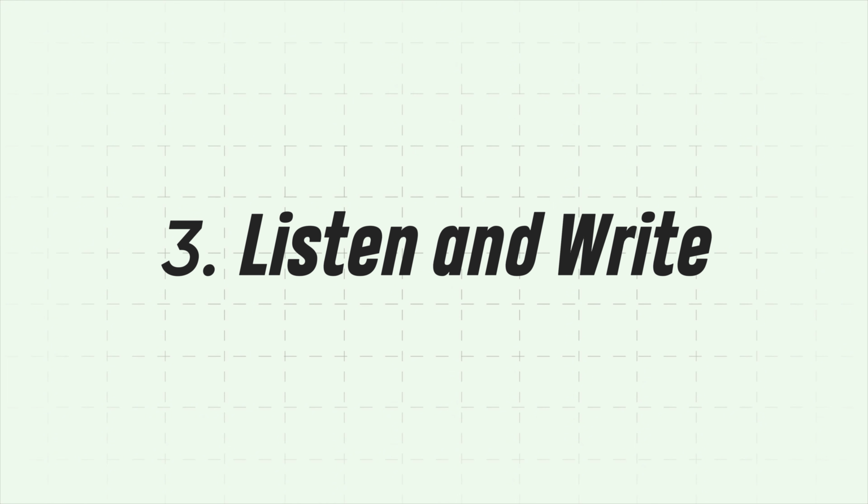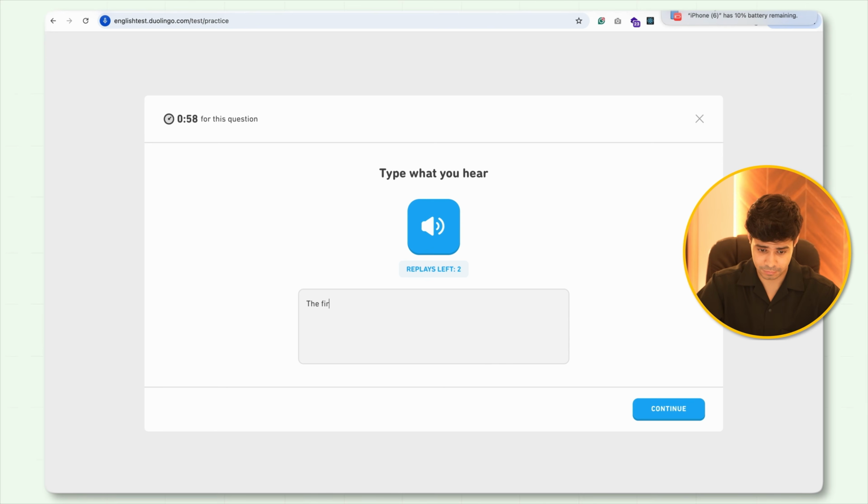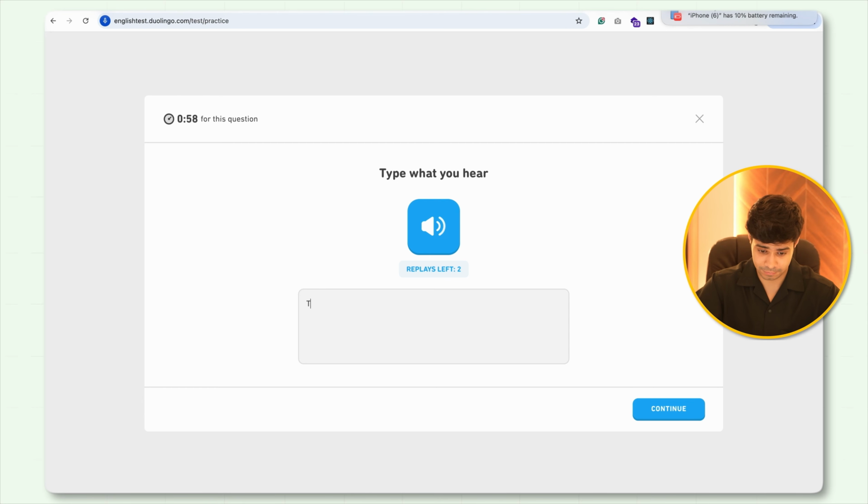Third one, listen and write. One of the most common questions, one of the oldest question types of the Duolingo. You will be allowed to listen to an audio recording up to 3 times, and you have to write the content within that recording. This is usually going to be almost always a single sentence. That's it. My strategy over here, you use the first 2 recordings to write down the sentence, and the third one should just be used to confirm that you've written it right. And I'll show you the whole strategy in reality when we actually get to the test.